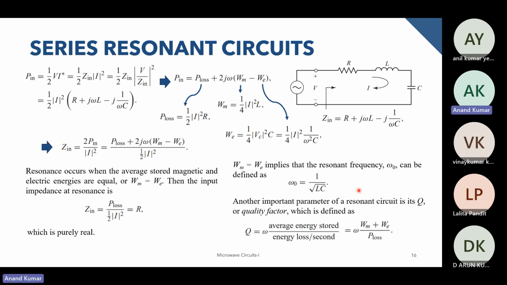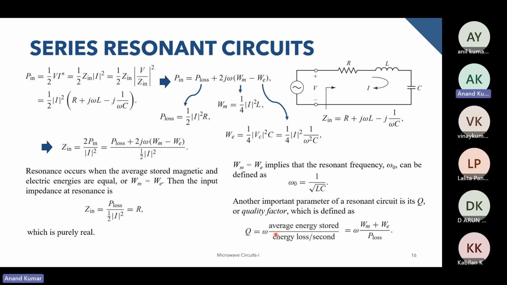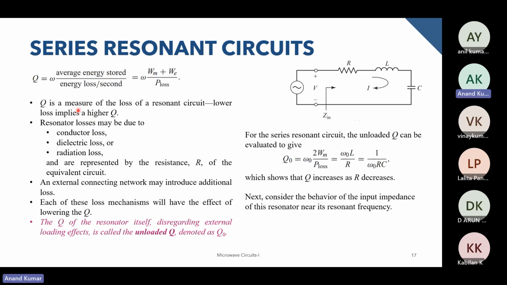And we also defined one new term, or you might already be familiar with this, the quality factor, which is the average energy stored divided by the energy loss. So the energy stored is Wm plus We, and the energy loss is P loss. If you take their ratio, this quality factor can be affected by the conductor loss, dielectric loss, radiation loss, and all these losses are accounted for by this P loss term.